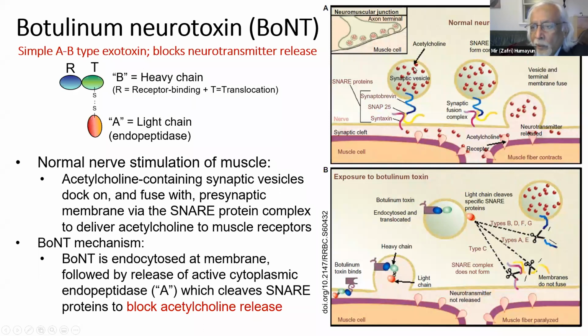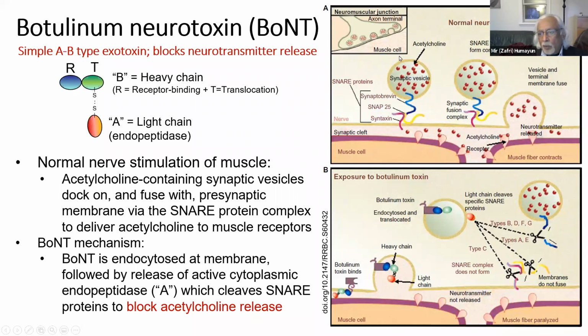So the small molecule is confined to membrane sacs called vesicles, and these vesicles need to be delivered to the synaptic membrane, where their own envelope needs to fuse with the synaptic membrane so that their interior can be emptied out into the synaptic cleft. So this is the mechanism for delivering acetylcholine to the muscle cell. That is, synaptic vesicles need to fuse to the synaptic membrane, and only then can acetylcholine be delivered to the muscle cell, right? This is the normal process.